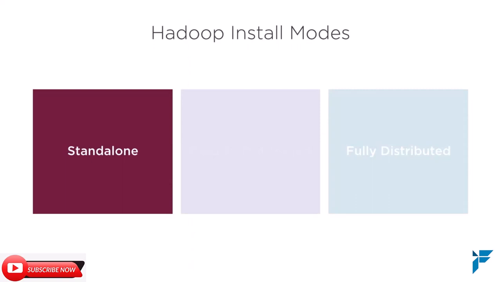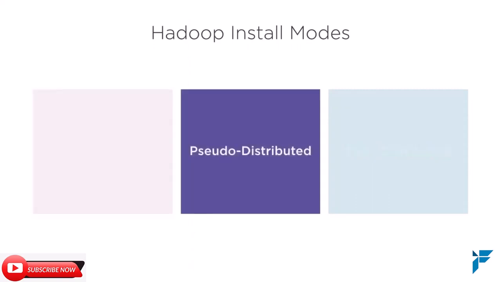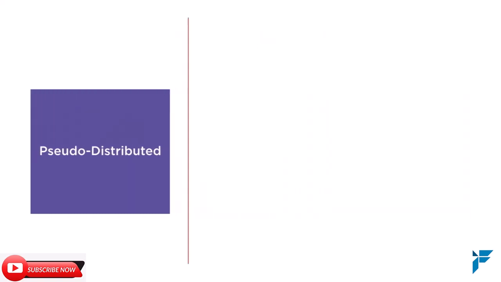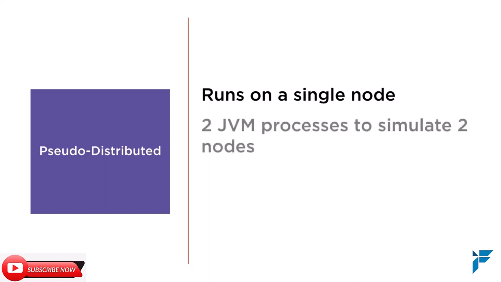If you want to do any advanced level tests, if you want to simulate an actual cluster, that's when you'll use the pseudo distributed mode of your Hadoop install. Now, the pseudo distributed mode lies between the standalone mode and a fully distributed mode on a production level cluster. This once again runs only on a single node, but there are two JVM processes which run in pseudo distributed mode. They simulate two nodes, a master and a slave.